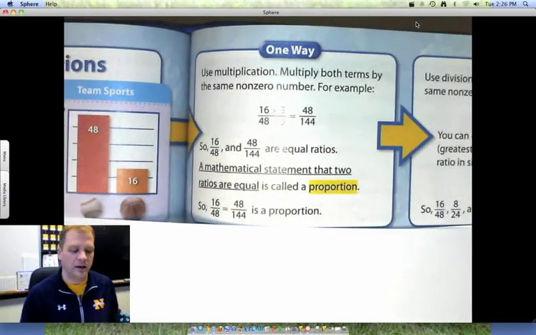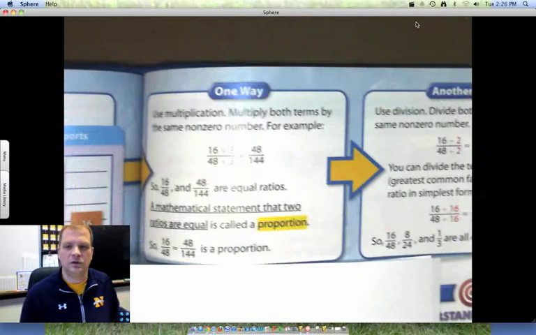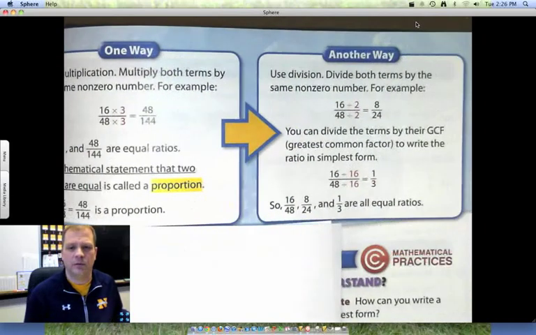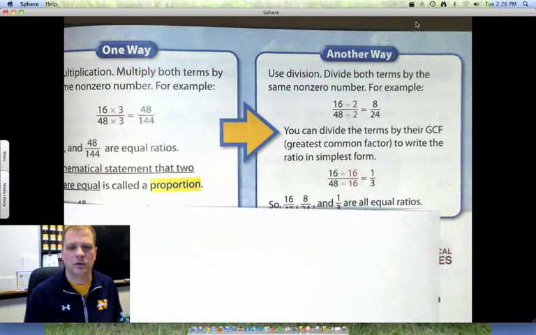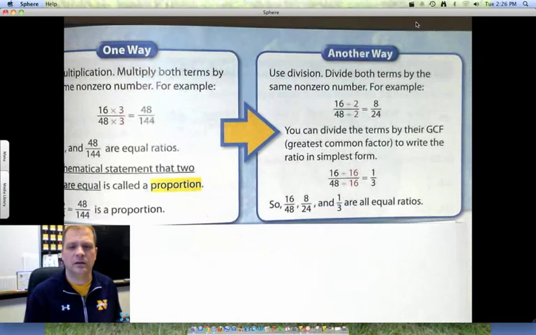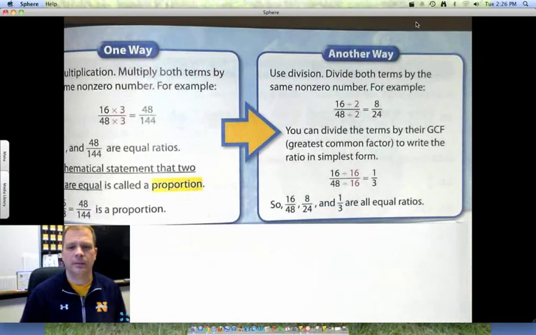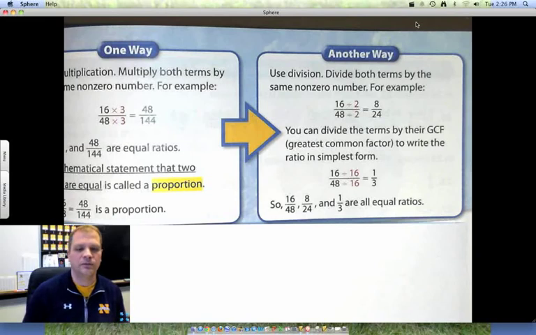Another way of thinking of finding equal ratio is using division. Divide both terms by the same non-zero number. So for example, with 16 and 48, 2 goes into both of them. So our new fraction or ratio is 8/24. You can divide the terms by their GCF, greatest common factor, to write the ratio in simplest form. So 16 divided by 16 equals 1, 48 divided by 16 equals 3. So 16/48, 8/24, and 1/3 are all considered equal ratios.